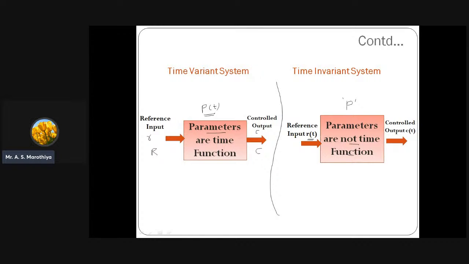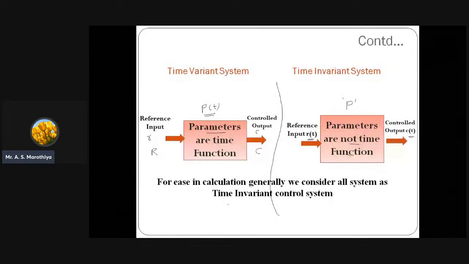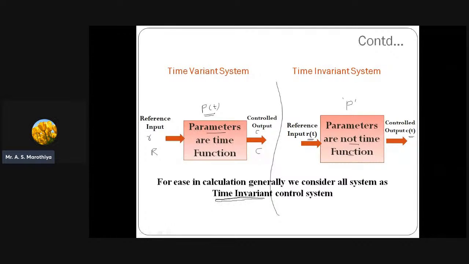Small r of t indicates the reference input signal which is going to vary with respect to time, and small c of t indicates the controlled output signal that is also going to vary with respect to time. And for ease in calculation, in general, we consider all systems to be time invariant control systems. This is very important. As far as the GATE syllabus is concerned, whatever kind of systems we are going to learn, maybe for analysis, for finding transfer functions, or for finding responses in frequency domain or time domain, by default all are nothing but time invariant control systems. That means we need to deal with these types of systems only. The system parameters are not going to change. Once we have designed the system, the parameters are almost going to be constant. They are not going to change with respect to time, but input and output are a function of time. Those types of systems are called time invariant control systems.